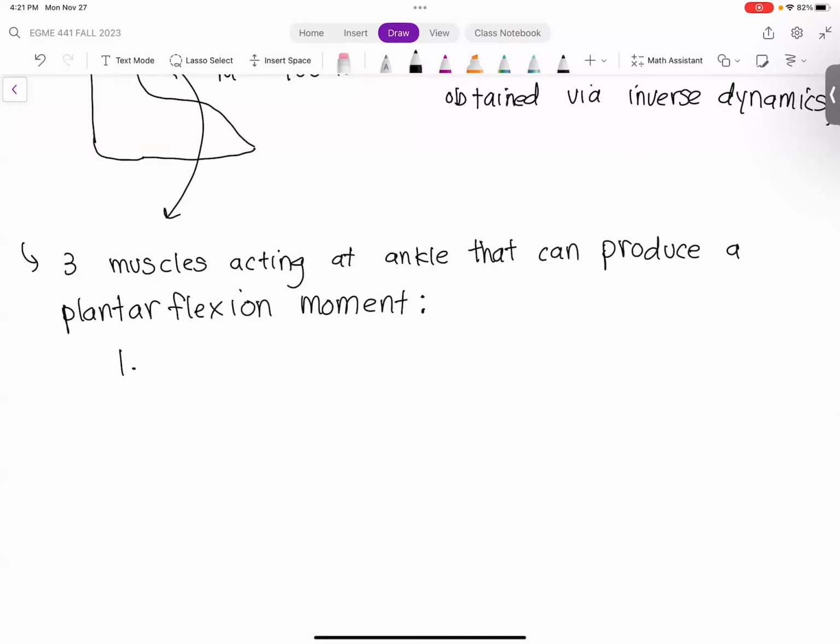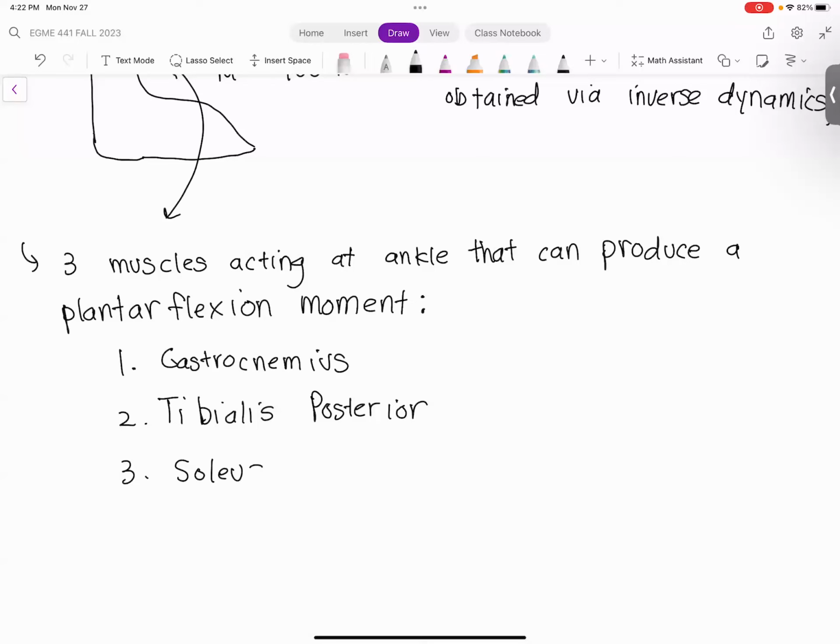One, we have the gastrocnemius. Two, we have the tibialis posterior. And three, we have the soleus muscle, okay? All three of these muscles are in your calf, so they're in the back of the lower leg. These three muscles typically comprise the calf muscle.